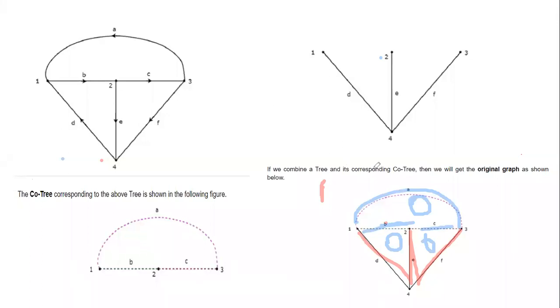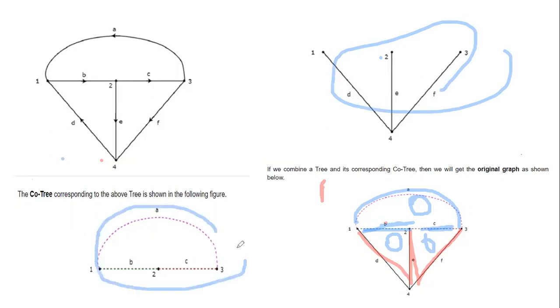If you keep on replacing the links here, if links are there, then they will form the loops. So a tree should not have any loop. Co-tree is the set of all branches which are removed from the tree, and all those branches are called links of a co-tree, and each link will make one loop.